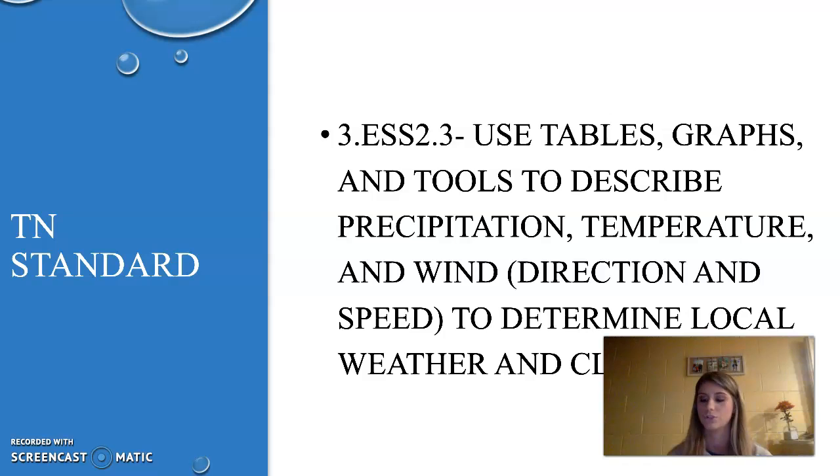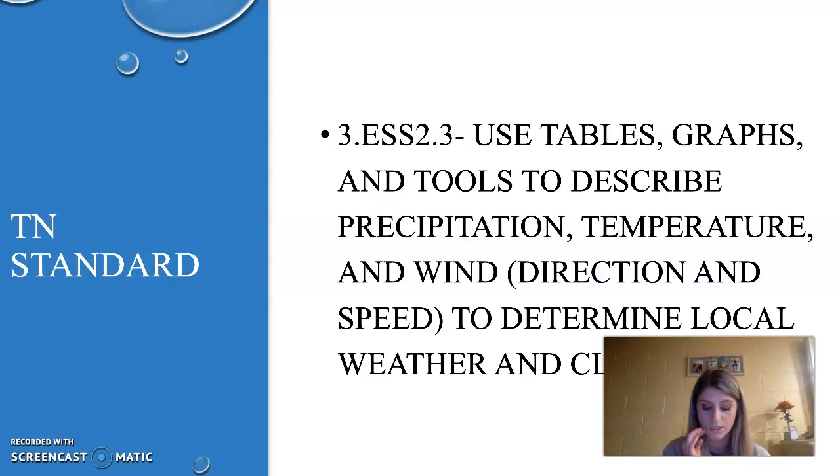On your desk, you should have 3 different sheets. Two of them are your guided note sheets. The pictures go along with the slides, so at each slide you'll write down the answers to the questions and keep these for your notes. And then the other sheet is a practice worksheet that we're going to do at the end of the lesson.